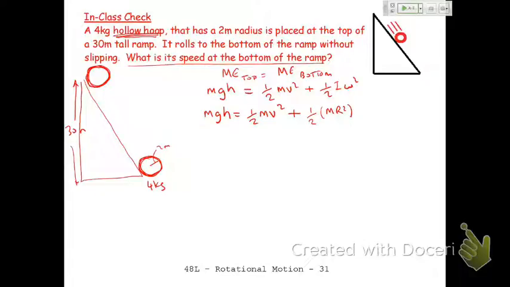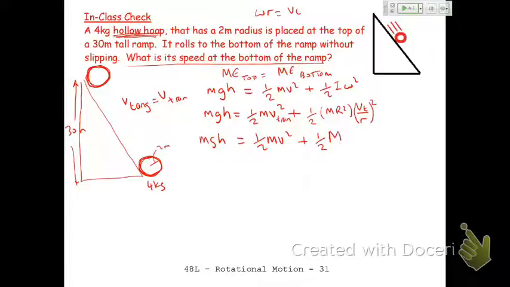mr squared. And then what is the equation for the angular velocity in terms of tangential velocity? Remember, omega r is equal to vt. So omega is equal to vt over r, so vt over r squared. And then remember that this v translational and this v tangential are the same thing. So mgh, so v tang equals v tran. Let's call this v. Equals 1/2 mv squared plus 1/2 m, same m, r squared v squared over r squared.